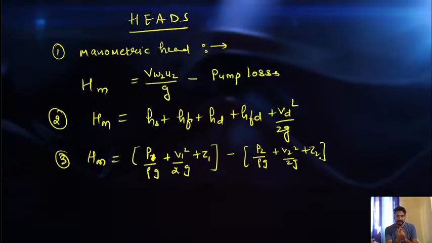If I'm saying from the energy point of view, then I can say this much energy, HS plus HF plus HD plus HFD plus VD square over 2G, this much energy pump is required to lift up the water from suction to the delivery pipe. In terms of the head. So these heads are basically the energy, but the unit of this is the meters. That's why we called it in the head terms, that this much of meter be required to lift up the water. So HM is the basically head developed by the pumps. This is the head required.